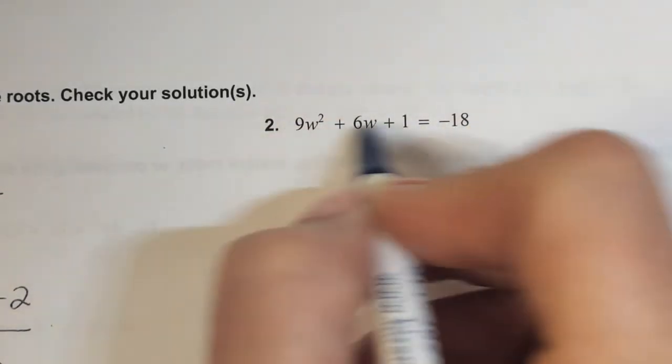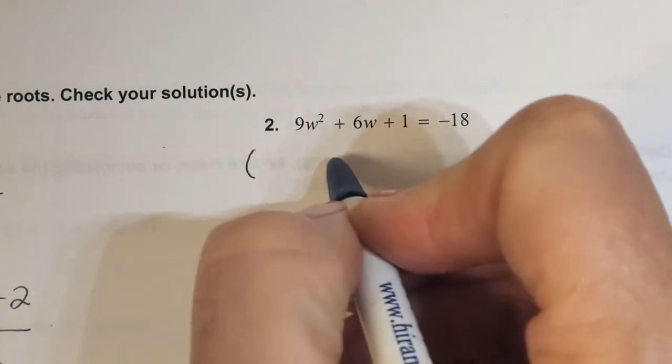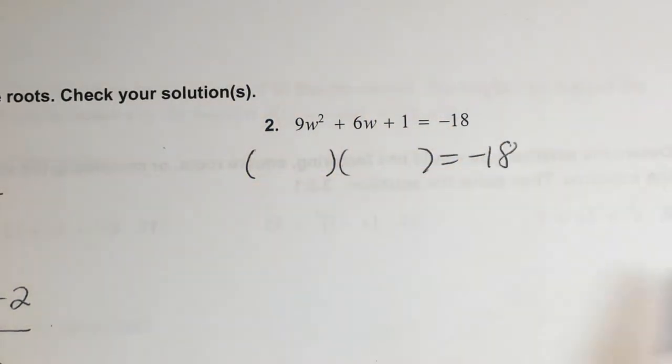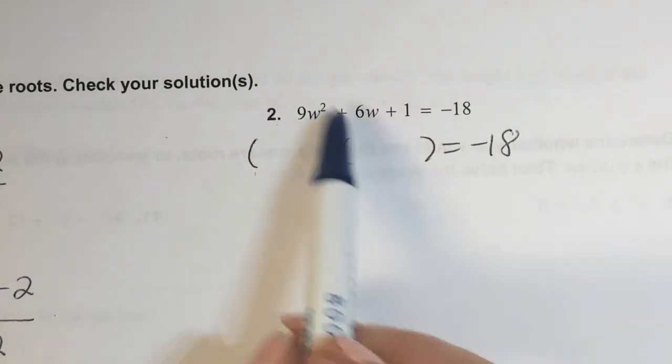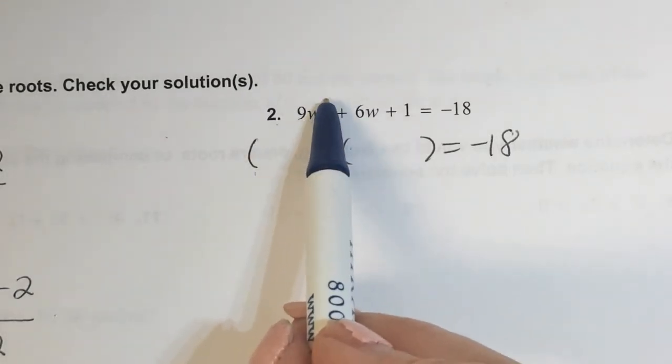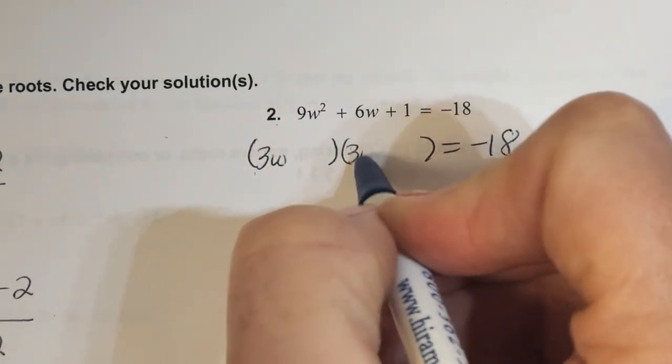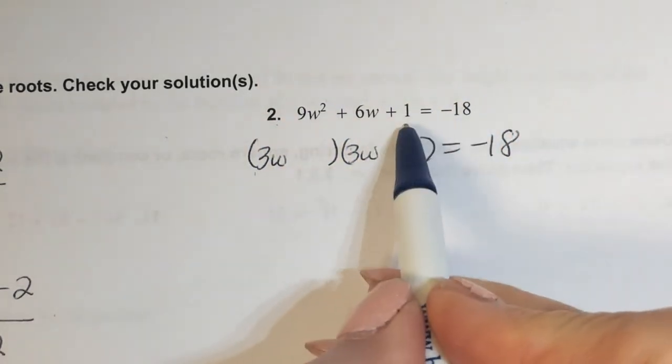All right, let's try this one now. This one is a little bit harder. Let's do it in 2 steps. I'm going to set up my double parentheses. I still have my negative 18. What times what is going to give me 9w squared? 3w and 3w. What times what is going to give me 1?